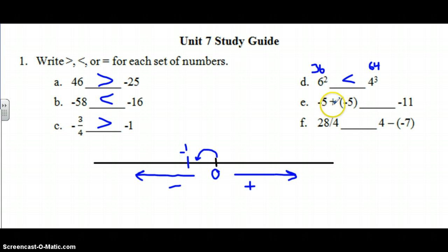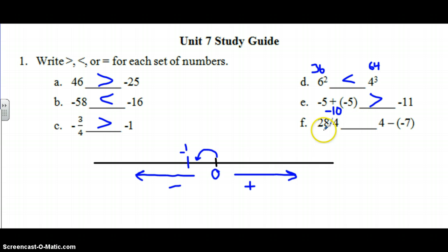Here you need to solve this side of the equation. We have negative 5 plus negative 5. Well, we're adding. Our signs are the same, so we find the sum. Both are negative, so our answer here is negative 10, because 5 plus 5 is 10. Negative 10 is actually closer to 0 than negative 11. It's better to be negative $10 than negative 11. So negative 10 is greater than negative 11.